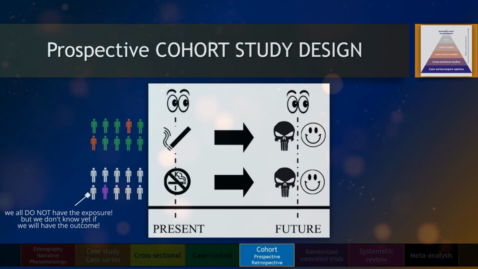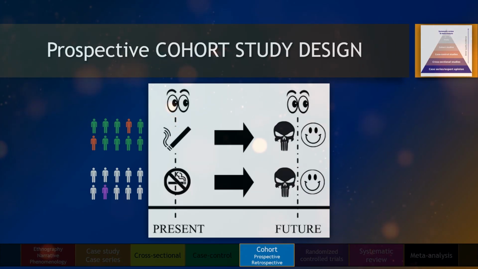Again, some people in this group will eventually have diabetes in the future, but again, at this point, we still do not know. Let's say for our study, we wanted to check if our two groups develop diabetes after 5 years.